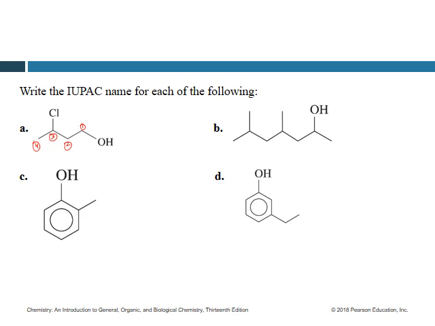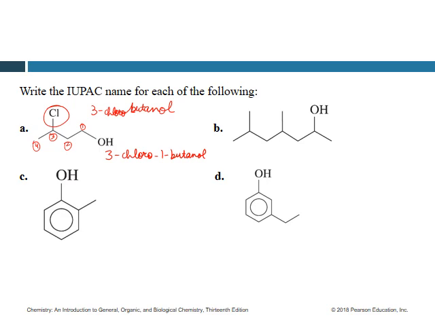So in this case it's 4 carbons, so this would be butane, and its alcohol, so ending would be ol. So butanol. And what is my substituent? Our substituent here is 3-chloro. So this would be 3-chloro-butanol. If you would prefer, you could also write this as 3-chloro-1-butanol. That is also acceptable. Okay.